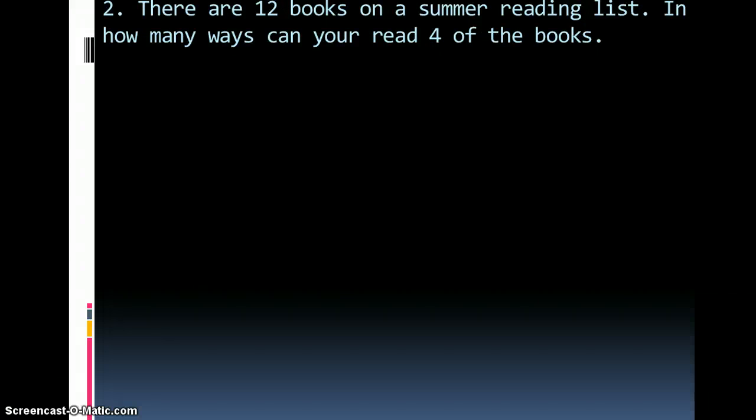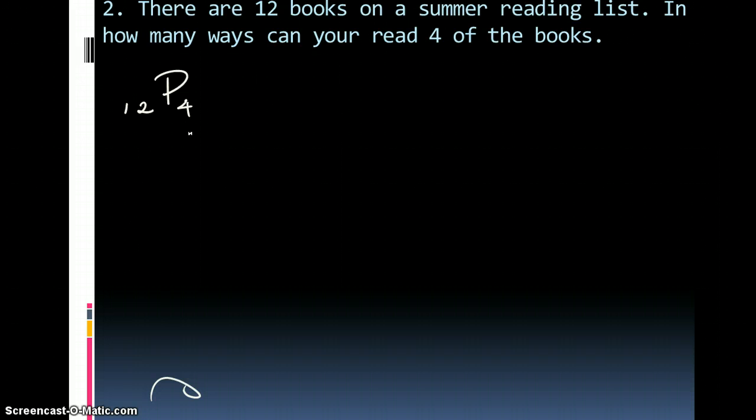Okay, so here's our last problem. Congratulations, you've made it thus far. There are 12 books on a summer reading list. In how many ways can you read 4 of them? So this is talking about arrangements, because there's 12 total, but we're only going to be reading 4 of them in a certain order. So if there are 12 books total, we want to arrange it in terms of how I'm going to read 4 of them.